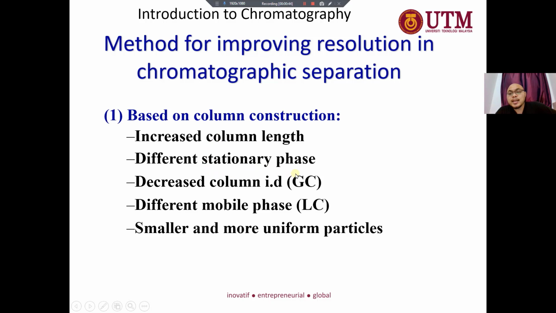If we are using gas chromatography, we can decrease the column internal diameter to allow for a better separation. In liquid chromatography, we can try to use a different mobile phase system that is compatible with our analyte of interest. And then in the column construction, we can use smaller and more uniform particles.